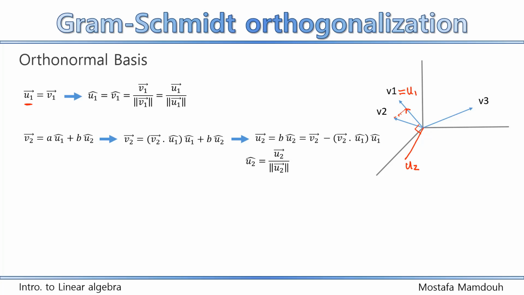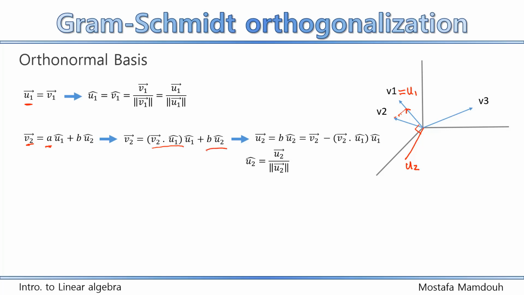Well, again we said that v2 can be decomposed into two orthogonal vectors, A times the unit vector u1 plus B times the unit vector u2. But then we realize that A is equal to v2 dot product with the unit vector u1, because A is a component of v2 in the direction of u1. So to get the component of the vector v2 in the direction of the unit vector u1, you need to take the dot product of v2 with the unit vector u1.